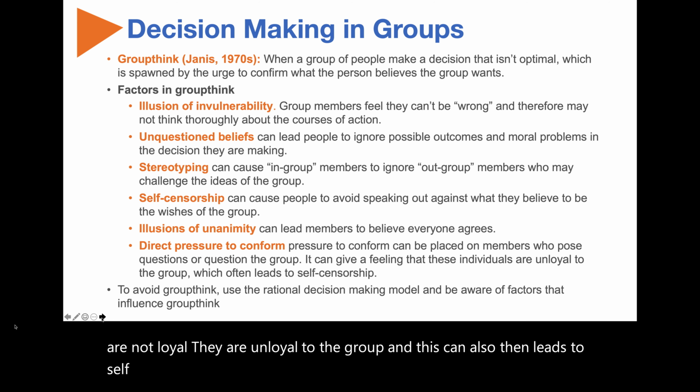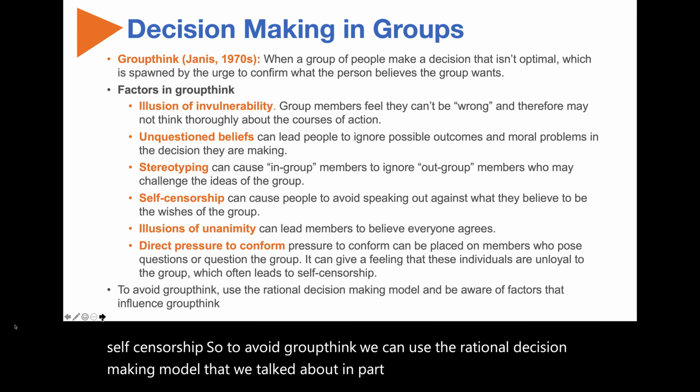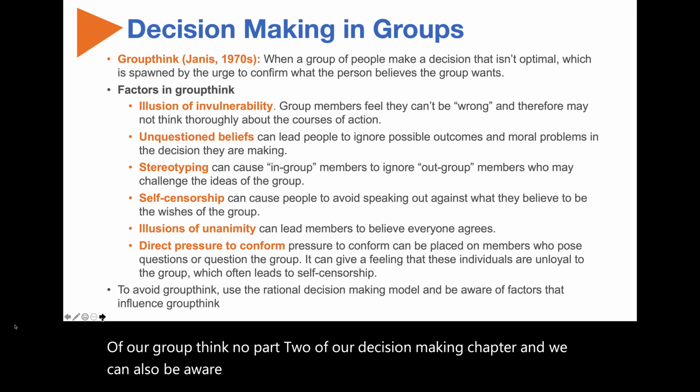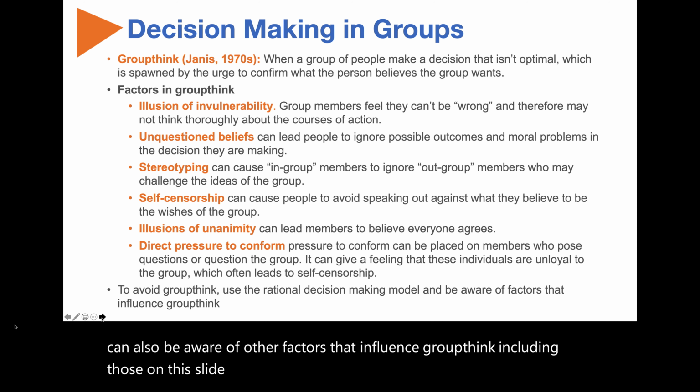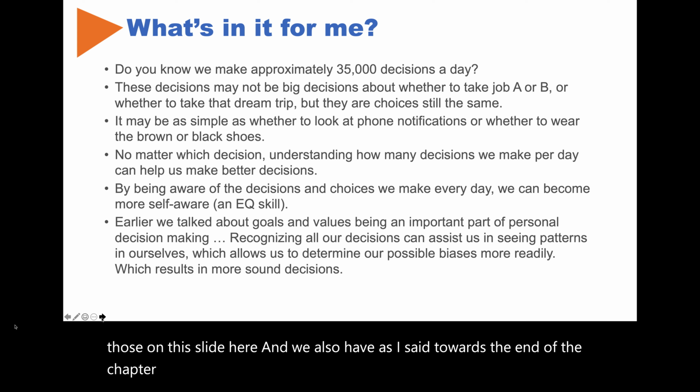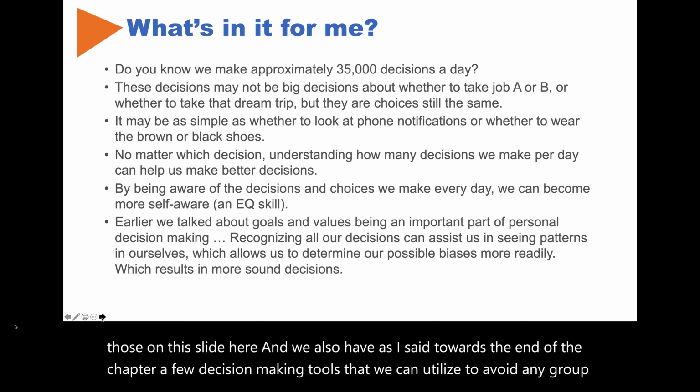To avoid groupthink, we can use the rational decision-making model that we talked about in part 2 of our decision-making chapter. And we can also be aware of other factors that influence groupthink, including those on this slide here. And we also have, as I said, towards the end of the chapter, a few decision-making tools that we can utilize to avoid any group problems when it comes to decision making.